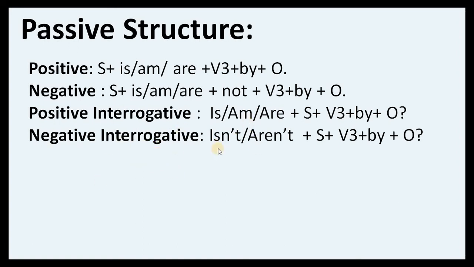So this is a part of language. Now, isn't and aren't, but no amn't. Amn't is wrong English; aren't is correct English, or am I not? Only in the case of I. So now, isn't and aren't plus subject plus V3 plus by plus subject. This is the point where we can use "by".